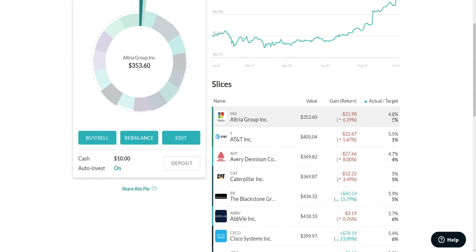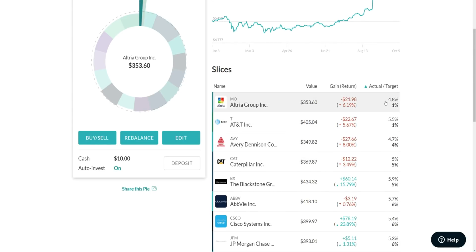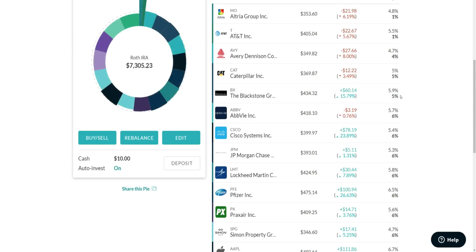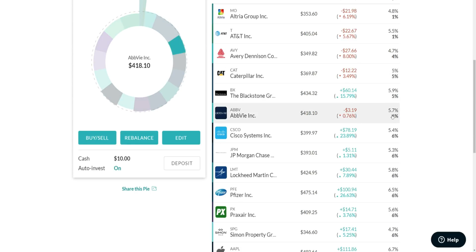It would sell off 3.8% of the equity within this stock. It would sell off 4.5% of AT&T. It would sell off 3.7% of Avery, and it would allocate those percentages back across all these other stocks here to match them to their target percent. So it would sell off 0.9% of Blackstone. It would put in 0.3% in the Avi, 0.6% in the Cisco, 0.7% in the JP Morgan, 0.2% in the Lockheed, and so on.